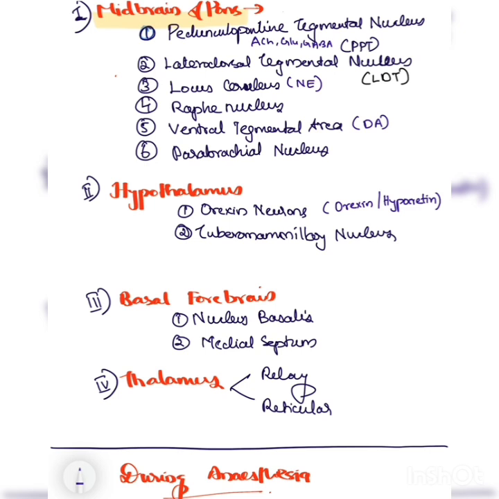Orexin neurons project widely across the brain, influencing the locus ceruleus and raphe nuclei. Also, the ventral tegmental area. Dysfunction in the orexin system has been linked to narcolepsy, obesity, depression, and addiction.